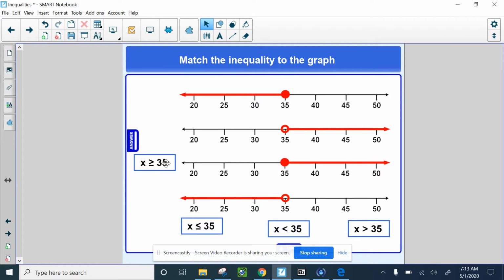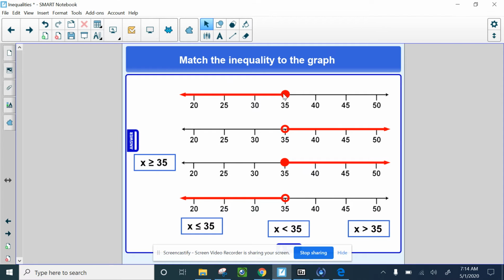So I figured out that x is greater than or equal to 35 matches with this third graph. So now I need to look through the other graphs to figure out which inequalities could go for each of those. So I look at this top one right here. Well, I have numbers that are smaller than 35 in the direction the arrow is pointing. So I want all numbers that are smaller than 35. So if I look at that here, x is smaller than 35 because it's the less than symbol. Here x is smaller than 35, but here x is greater than 35. So it's going to be one of these first two choices.